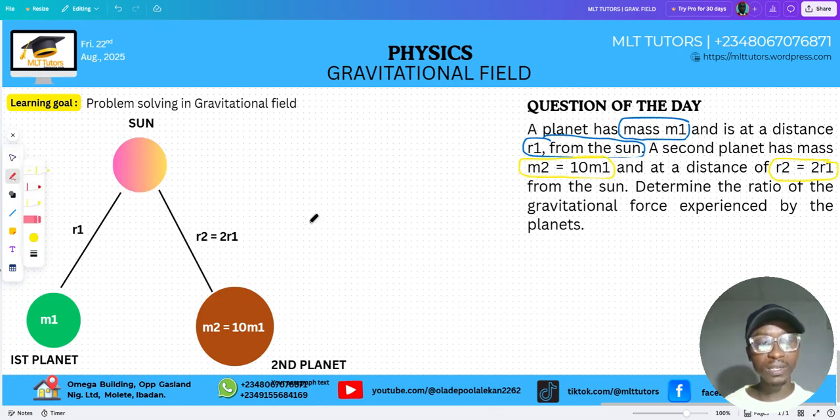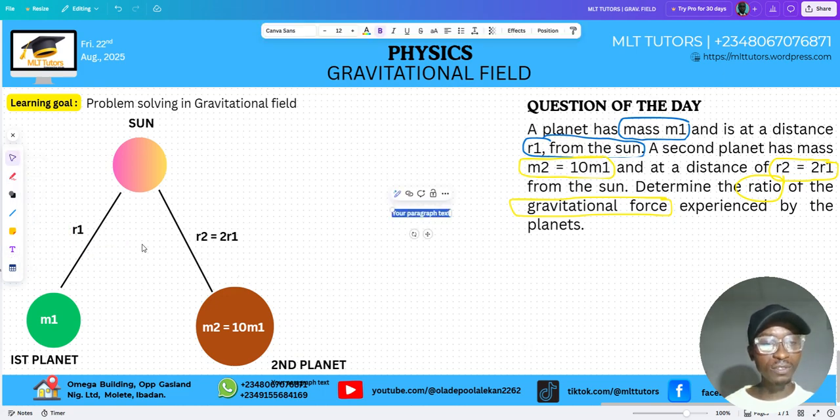Let's proceed. Determine the ratio of the gravitational force. Okay, we want to know the ratio. Please, the word already, ratio is very important. Ratio of the gravitational force experienced by the planet.